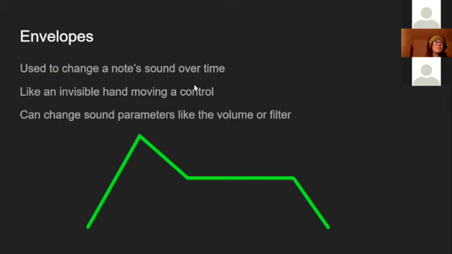And now we come to the concept of an envelope. Sounds would be boring if they didn't change over time. So envelopes we can use to change a note across time, and it's almost like an invisible hand moving a control. We can use it to change the volume, and in this example as well, we're using it to change the filter.